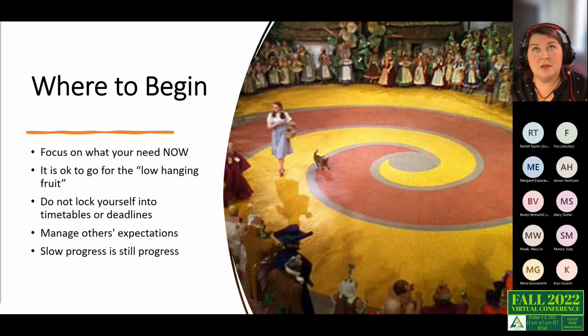And the one thing I would shy away from doing is locking yourself into timelines and deadlines. Head of your office, your supervisors, they're going to say, when's this going to be done? Yes, it will be done, but it can take months, right? This can take a year to put together a really good prospect management system. This is not the kind of work we want to rush. We want to get it right the first time. Slow progress, still progress. I love to say that, especially when I work out at the gym. Slow progress, still progress. So manage others' expectations.